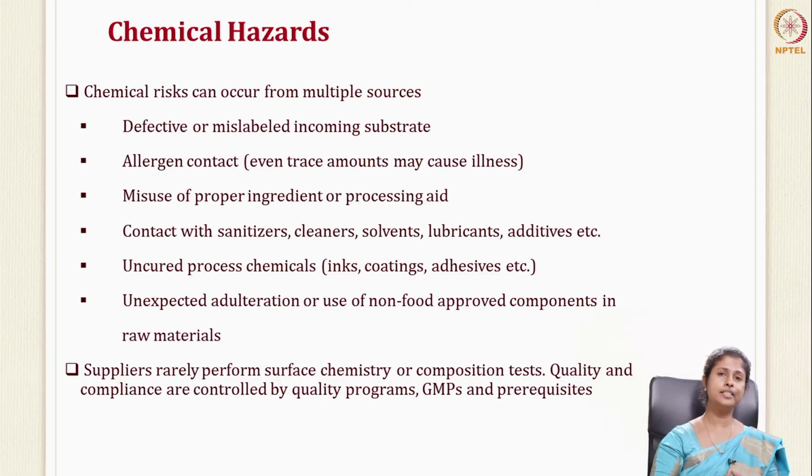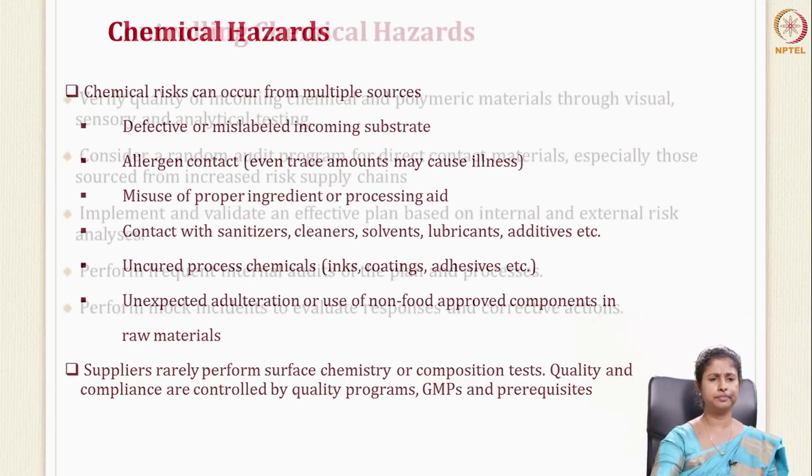This next point is something that is usually undermined. Uncured process chemicals, your inks and your coatings and adhesives. These also should be properly maintained so that they will not migrate through the packaging. Unexpected adulteration with non-food approved supplements. So these things can happen in the industry. The only thing is we should be using good manufacturing practices and following them in the factory.